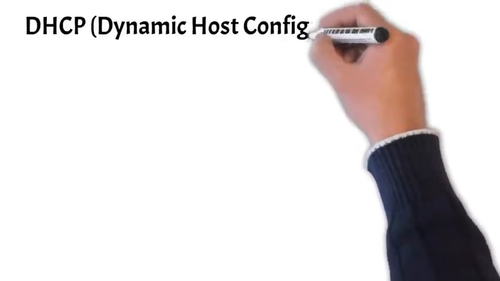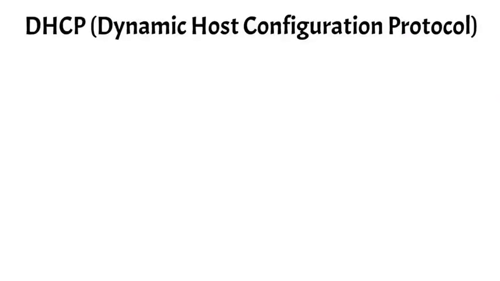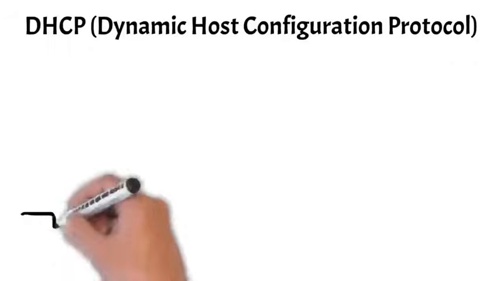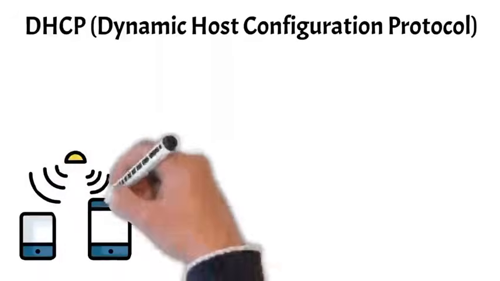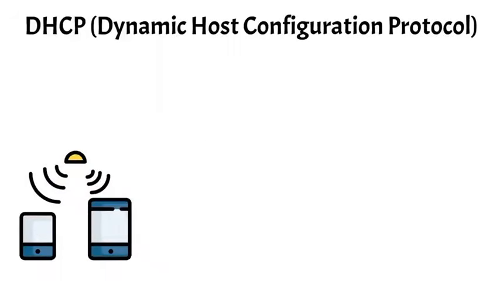Coming up next, DHCP. DHCP, or Dynamic Host Configuration Protocol, is a network protocol that automatically assigns IP addresses and other network configuration parameters to devices on a network, allowing them to communicate efficiently.